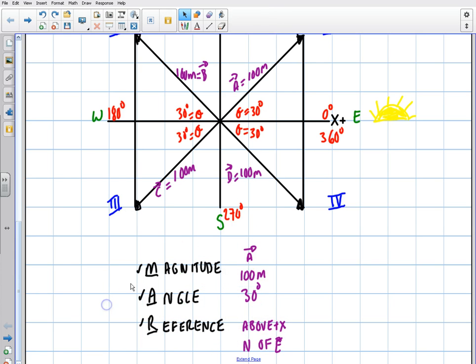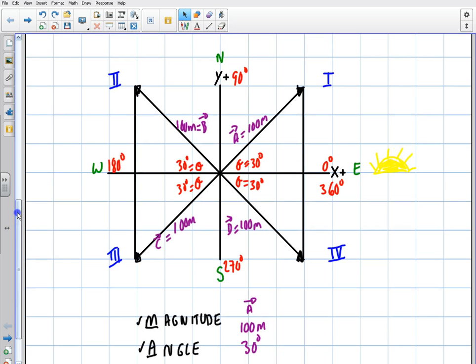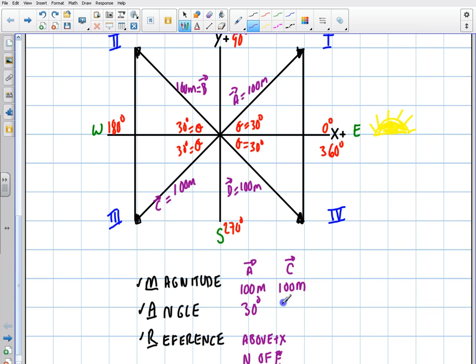So let's say that that's A. Let's just do another one here. What would C be? Let's look at C. Let's go back here and see. Well, what's my magnitude of C? Well, we know that C is, I'm just picking one over here. Let's say that C here is 100 meters. We know that's the magnitude, right? Well, what's the angle here? Well, the angle here is 30 degrees, right?